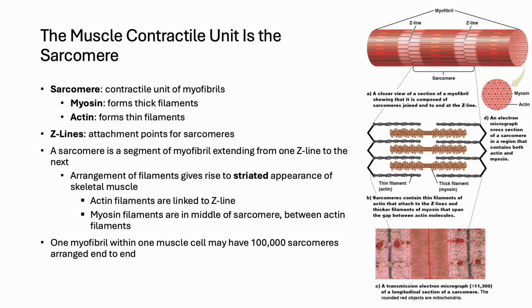At the heart of the contraction is the sarcomere. It is defined by Z lines, where actin filaments anchor with myosin filaments in the middle. When contraction happens, the actin and myosin interact to shorten the sarcomere, creating force. One muscle cell contains hundreds of thousands of sarcomeres working in sequence.